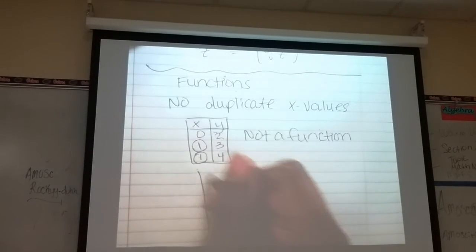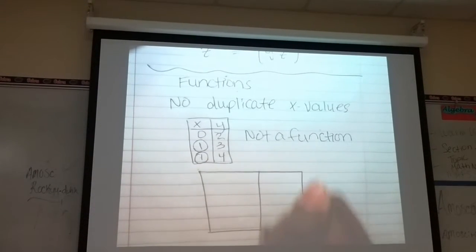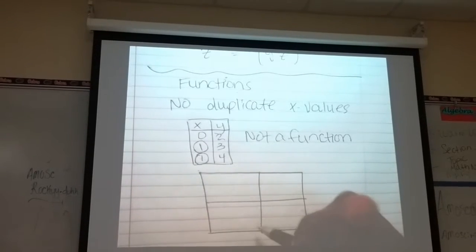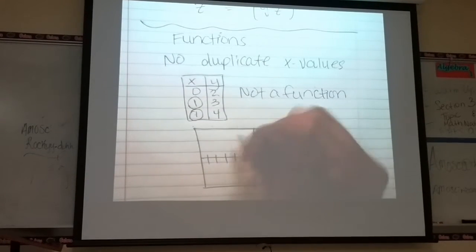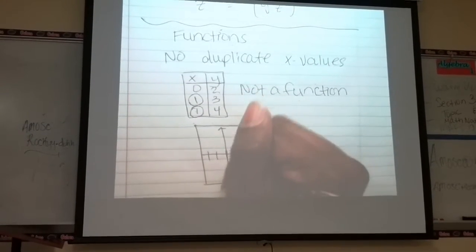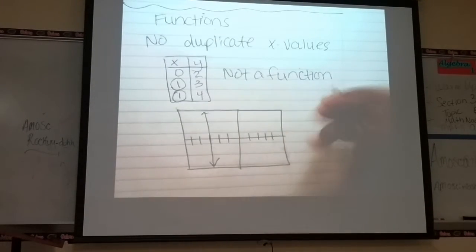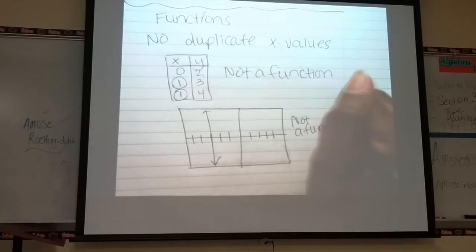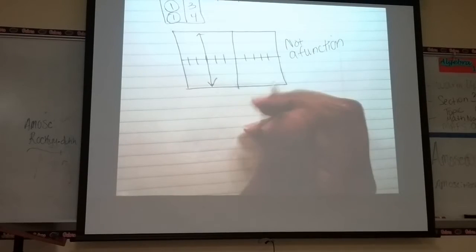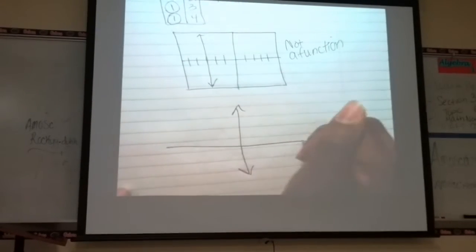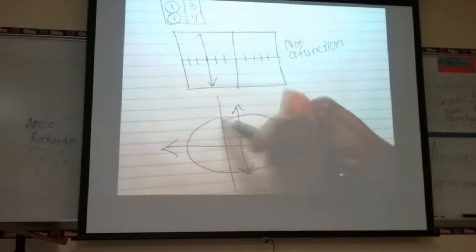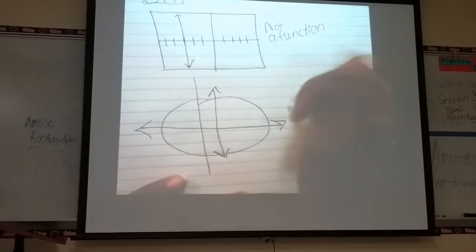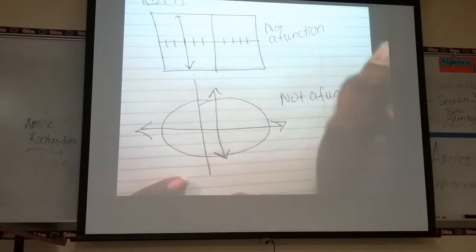If you have a graph, there can be no two of the same x values, which means you should not have any straight vertical lines. Straight lines, not a function. If you have a circle, if you were to draw a straight line, it will touch in more than one place, which means it is not a function.